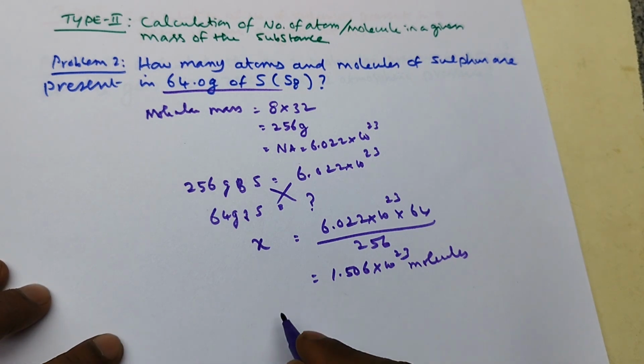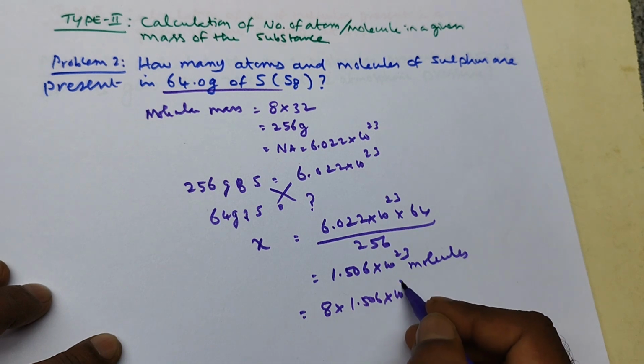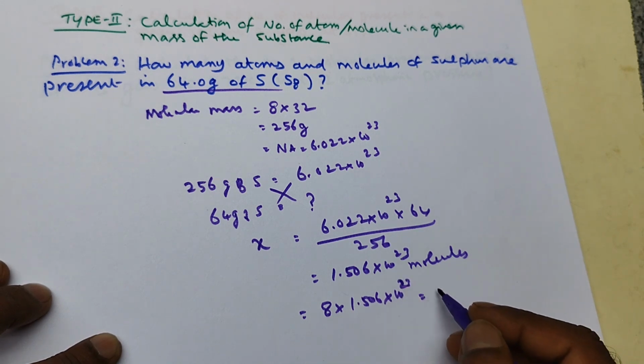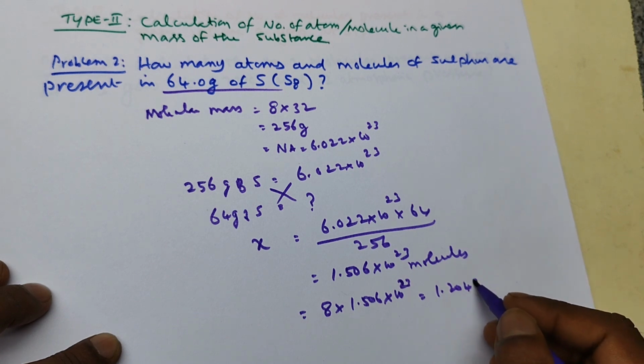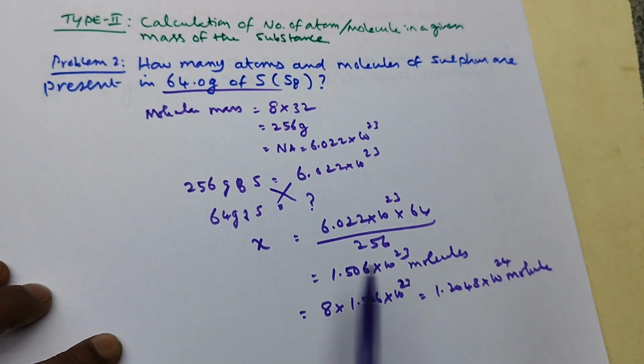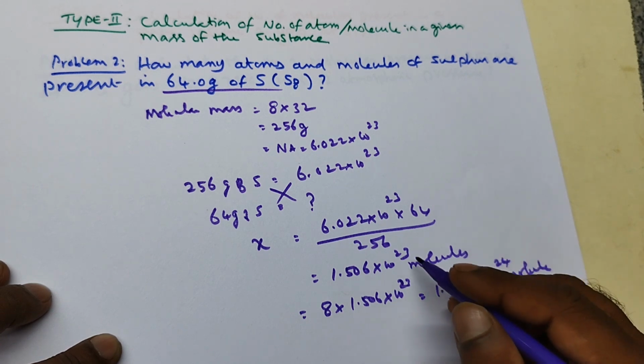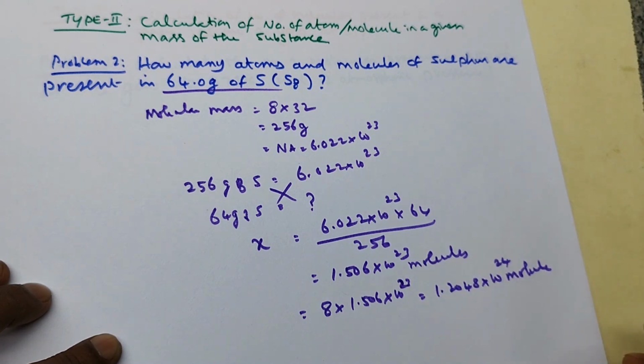Now you have to think about the number of atoms. How many atoms? If it is 8 atoms per molecule, you multiply 8 by this value, 1.506 × 10^23, which is equal to 1.2048 × 10^24 atoms. The question is how many atoms or how many molecules. So these are the atoms. For molecules in this case, you don't multiply by 8.